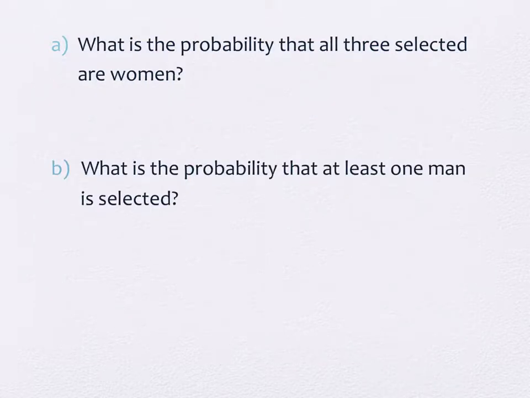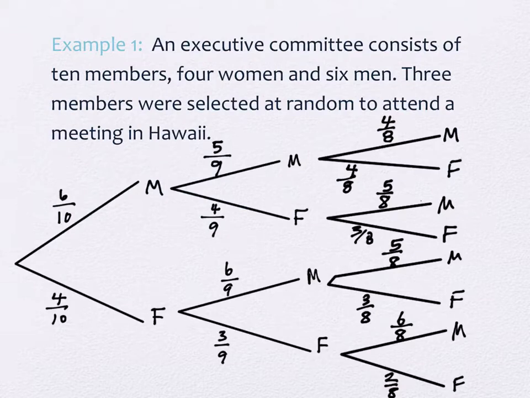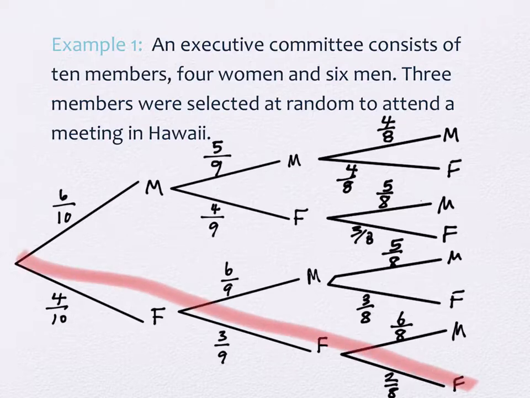Part A says, what is the probability that all 3 selected are women? So looking back at my diagram, what am I looking for on my diagram to answer that question? The only females row, which is where? Yeah, it's the very bottom one. So this very bottom row right here is going to answer the question to part A. Does that make sense to everyone?